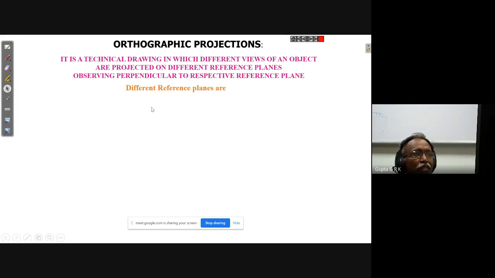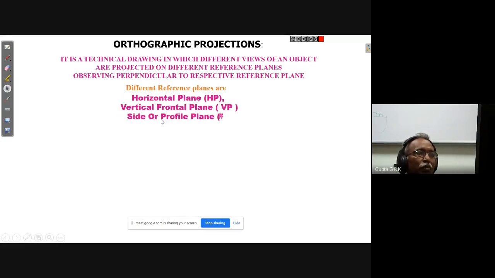So what are the planes? Different reference planes are there. One is the horizontal plane, which we call HP, another is the vertical plane or frontal plane, which is called VP, and another is the side plane or profile plane, which is called PP. There are three. It's just like a room.